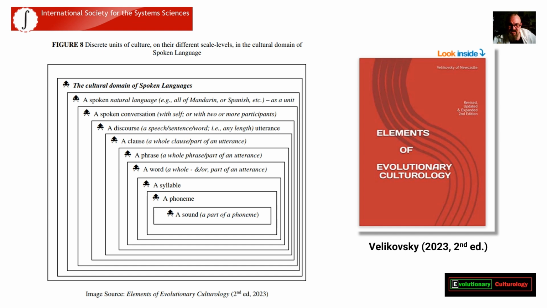What do we got? Figure 8, discrete units of culture on their different scale levels in the cultural domain of spoken language, which is different to the domain of written language, somewhat. So then you've got your sounds down the bottom, the smallest unit on that particular diagram. You can keep going smaller, but there's not room on the page to fit the whole thing. So this is the agency and structure, the enabling constraints that we're dealing with. Scope or space limits in a page in a book, you've got to be able to see it, otherwise it's too small. You need a magnifying glass or something.